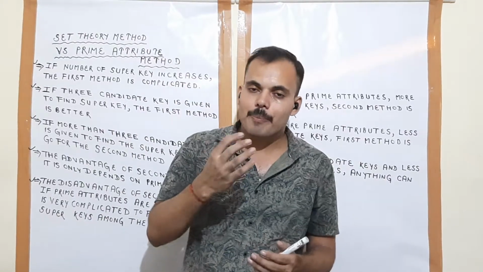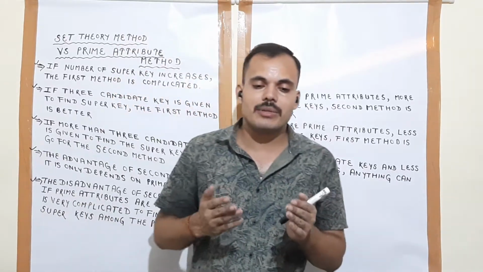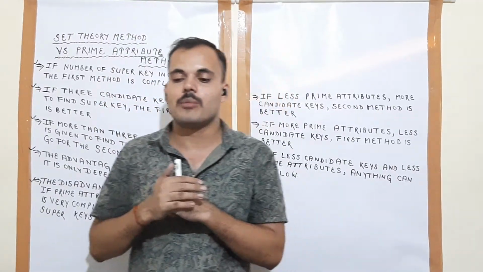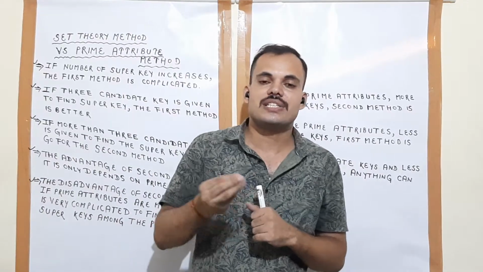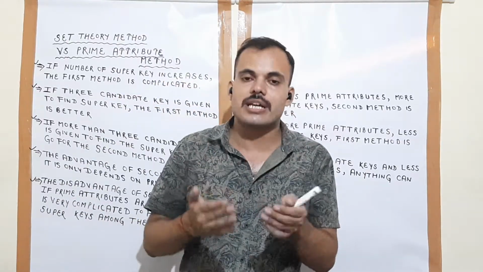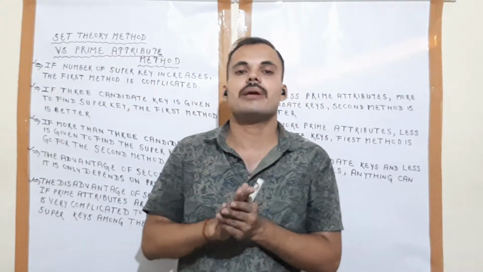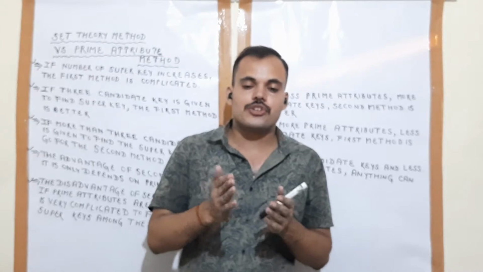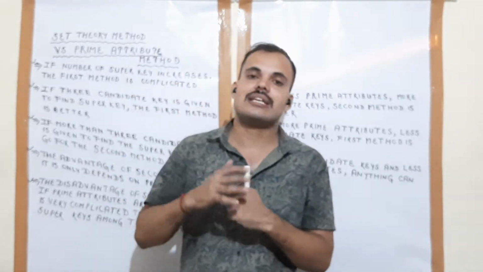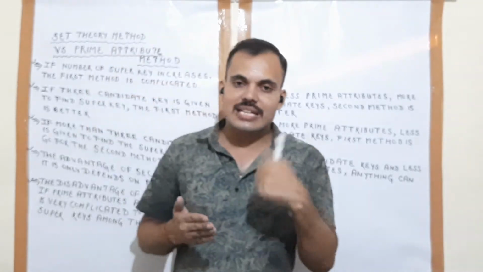So if the number of prime attributes are less and the number of candidate keys are more, what is the meaning of candidate keys are more here? If the number of candidate keys are more, and we are using set theory method, the number of sets will be more, and if the number of sets will be more, it is difficult, it is complicated to solve it using set theory method.